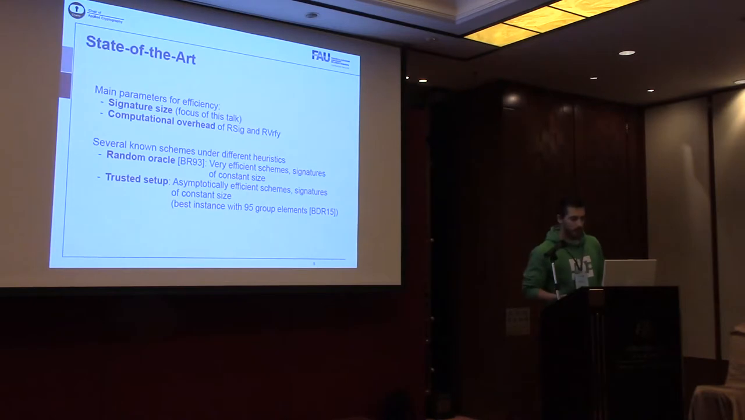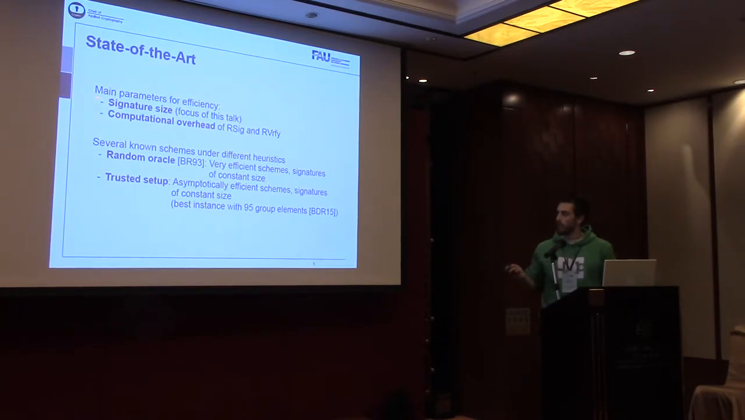Okay, so what's the state of the art of ring signatures? We have plenty of constructions under certain heuristics, and as we saw before, those include the trusted setup and the random oracle. Under those heuristics, really a lot of schemes are known, and those are actually the ones that are used in practice. Specifically, in the random oracle model, we have really a lot of schemes. They are all very efficient, and we can get signatures of constant size. Whereas in the trusted setup, previously addressed as the common reference string model, we have somewhat efficient schemes, which are asymptotically efficient, and in particular the best instance here is from Bose et al. from two years ago, which is composed of 95 pairings.